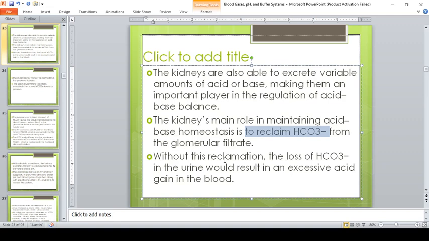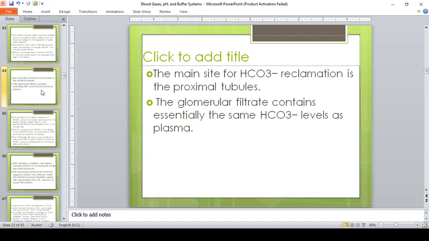Without this reclamation or retention, the loss of bicarbonate in the urine would result in an excessive acid gain in the blood. Kasi nga this is base. So kapag sobrang dami ang na-loss mo na base, ano mangyayari sa acid? Sobrang dami yung acid. So pag sobrang dami yung acid, ano mangyayari? Maraming hydrogen ion concentration. Then ano mangyayari sa acidity? Magiging acidic siya. So that will lead to acidosis.